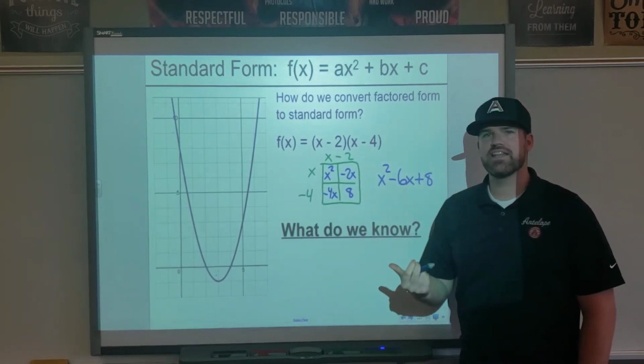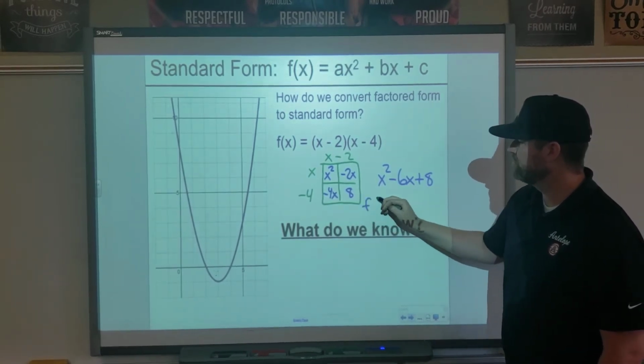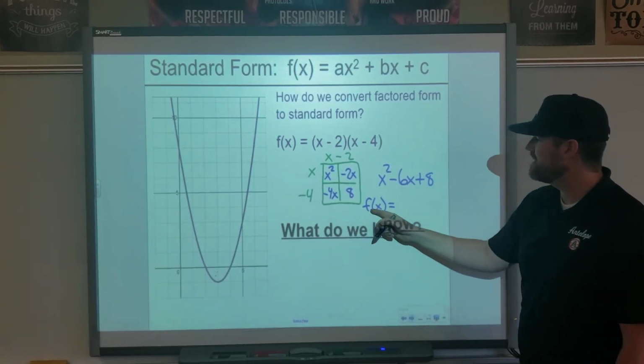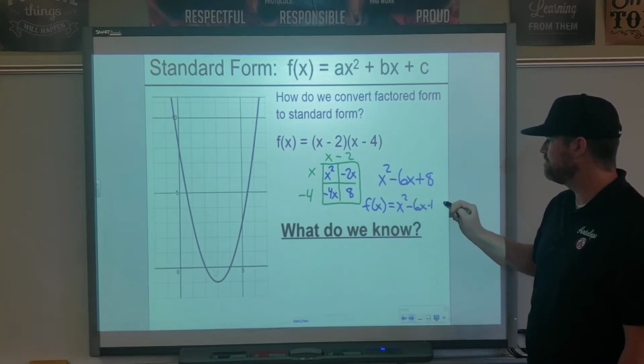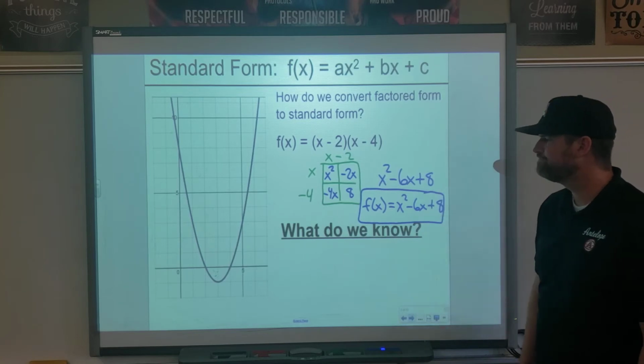And so if we're putting that in standard form, well, there it is. The only thing we really have to do for graphing is just put f of x in front. That's our actual function. So f of x equals x squared minus 6x plus 8. So that is our standard form.